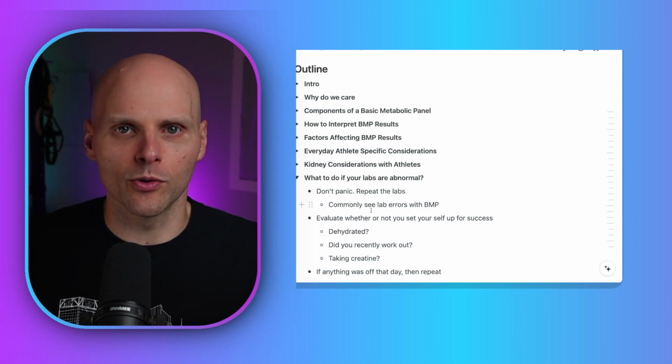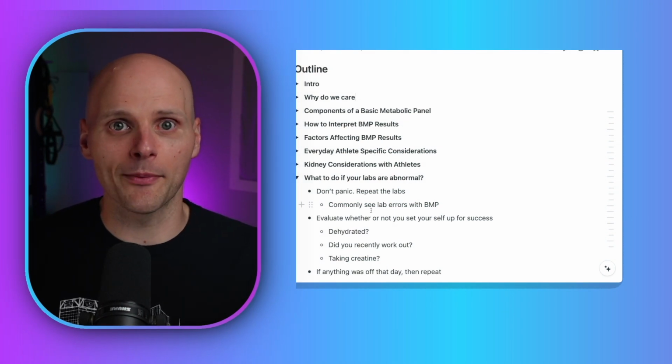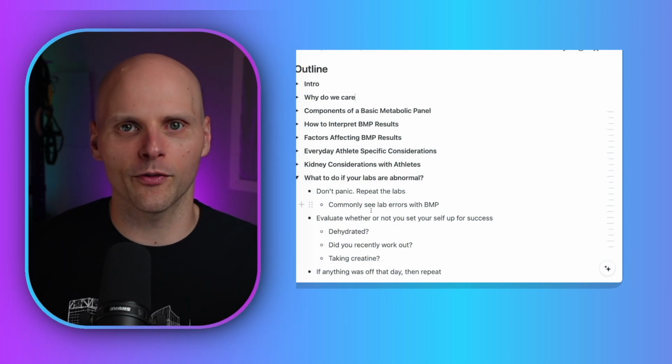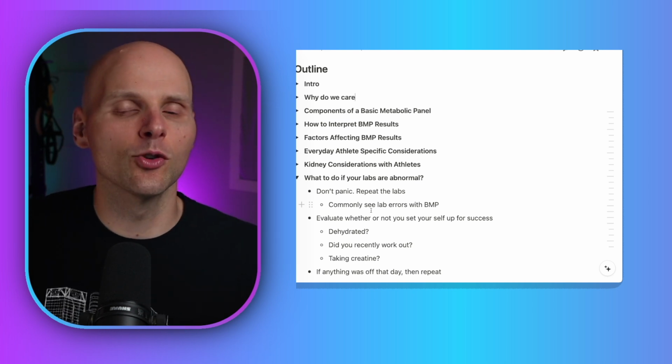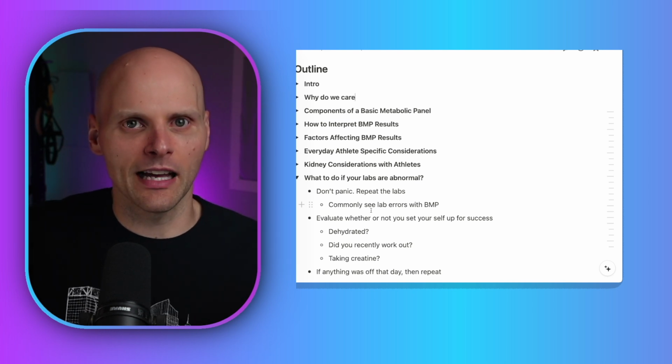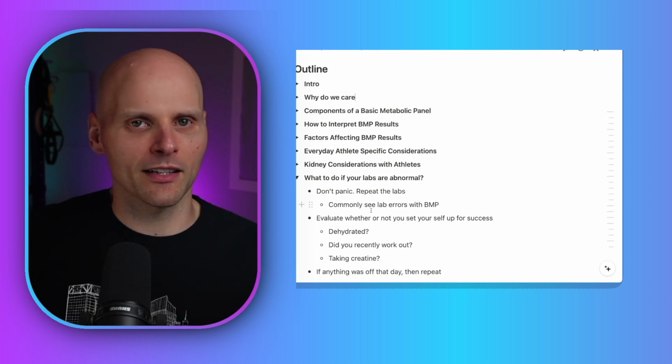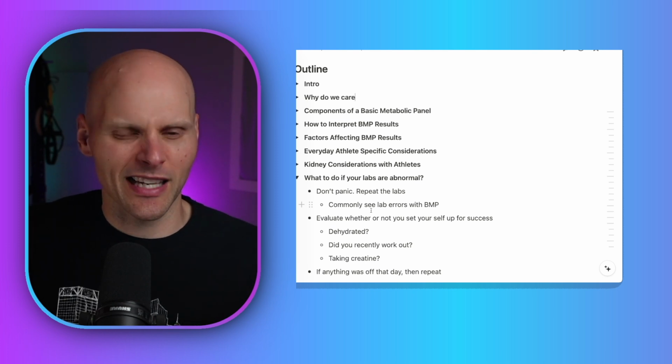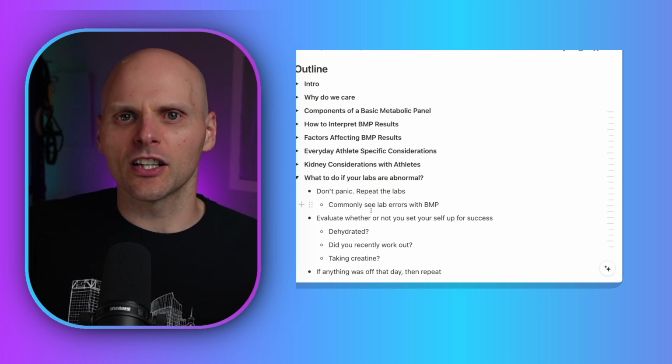And this is kind of my framework. What do you do if you're one of those people whose labs are abnormal? First, don't panic. For me, typically, unless I have an enormously life-threatening lab, I'm not going to send you to the ER. A lot of times we'll say, hey, this is a little up. Let's take a look. Let's repeat those labs.